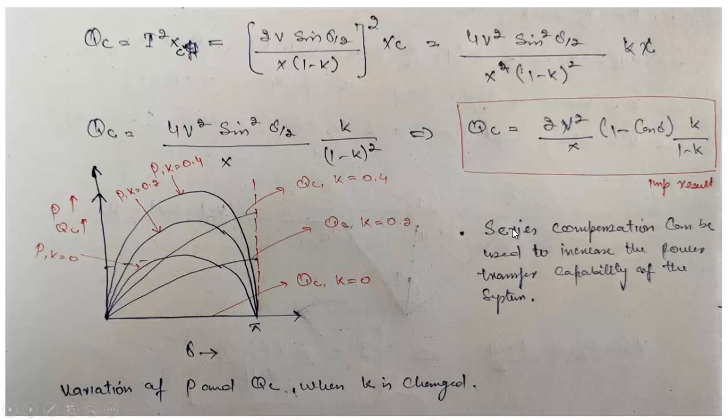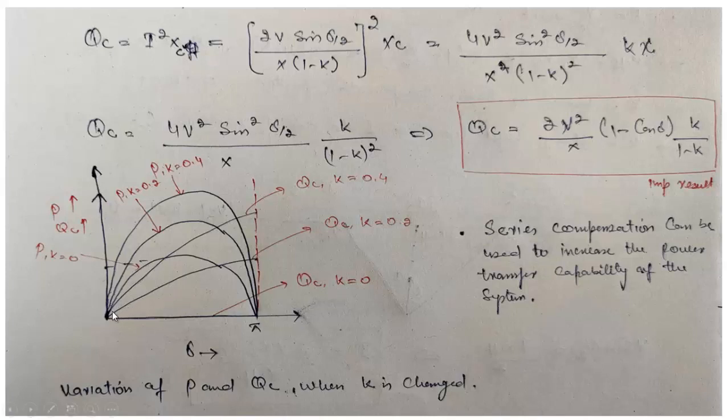Usually series compensation is used to improve or increase the power transfer capability of the system. So it has very little to do with the voltage. Of course there will be some change in the voltage, an improvement in the voltage profile, but usually its more effect will be on the power transfer, the real power transfer.